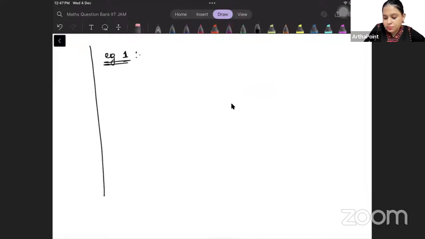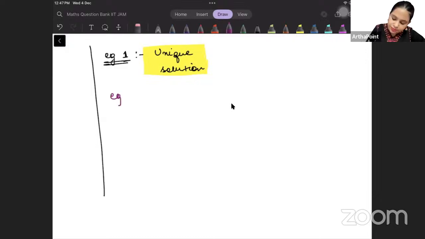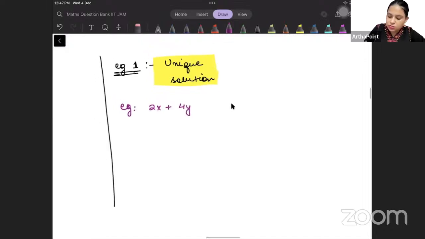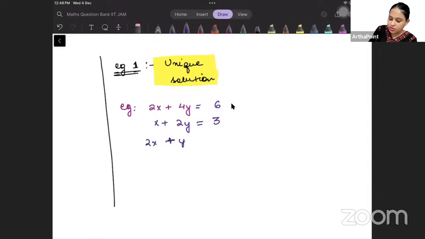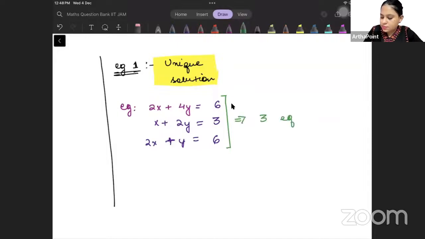Example 1, unique solution. When we talk about having a unique solution, we can have, for example, 2x plus 4y is equal to 6, x plus 2y is equal to 3, 2x plus y is equal to 6. So how many equations do I have? I have 3 equations. But I will get a unique solution here.